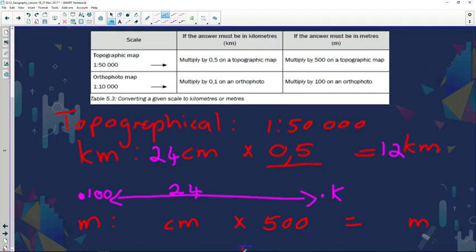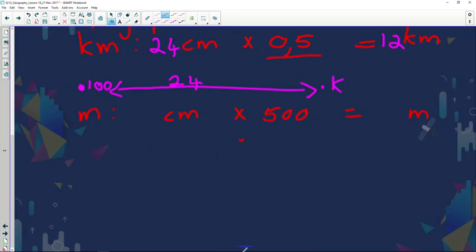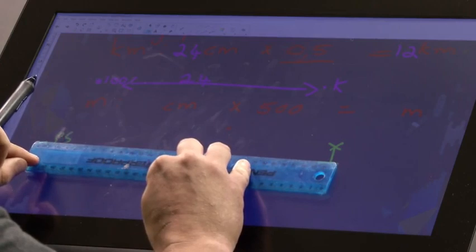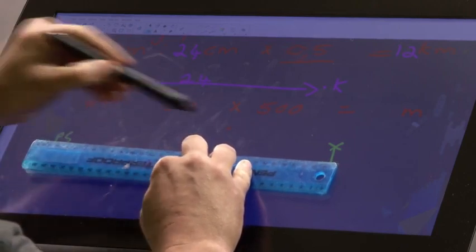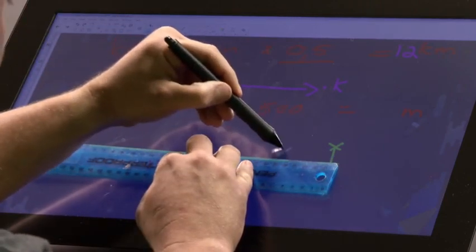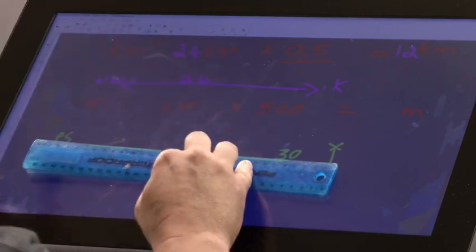Now let's quickly do another example. Let's say for instance I ask you to go and calculate the distance between the post office to the windmill. You measure the distance from the post office to the windmill. Wind pump is 30 centimeters.